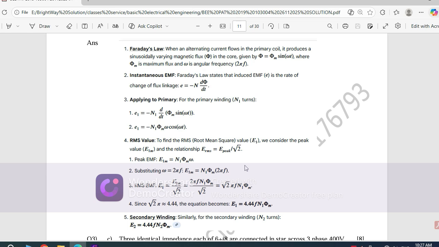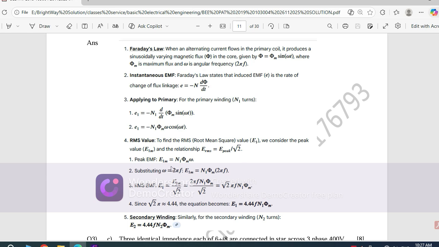So to find the RMS, RMS is normally the average value for an alternating quantity. It is a fixed quantity. While there is an alternating value, you take a constant value. You take the RMS value. RMS value is equal to the peak value upon root 2.